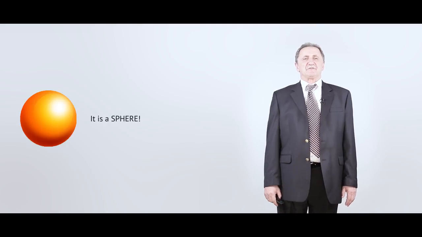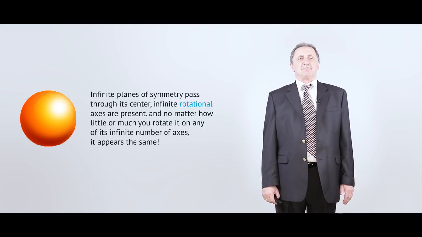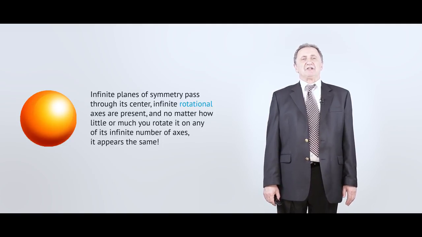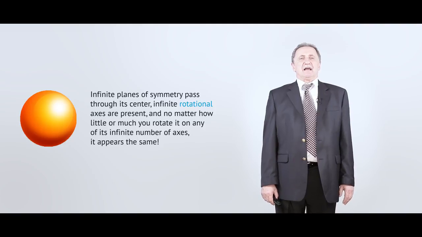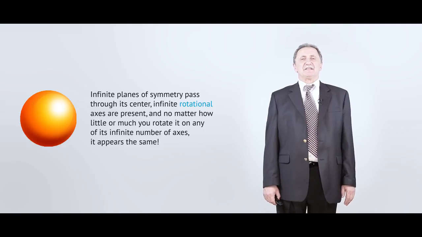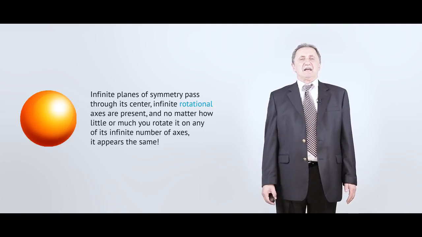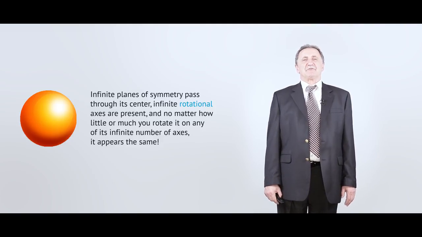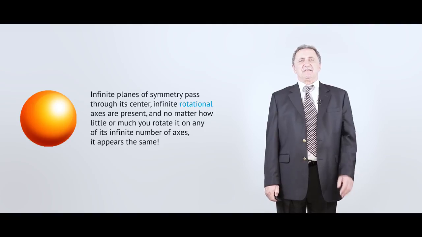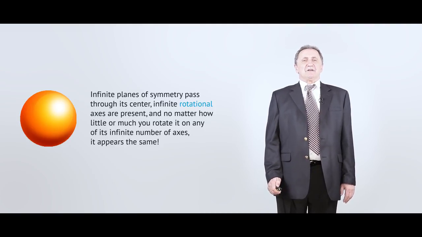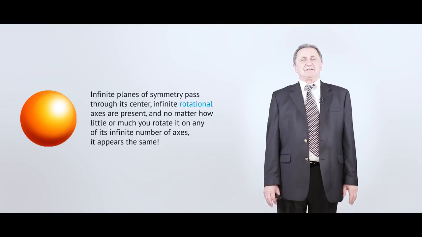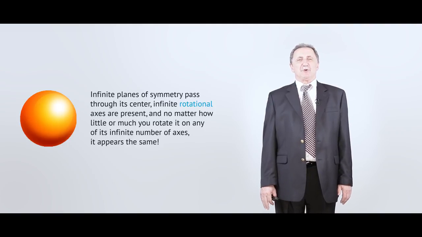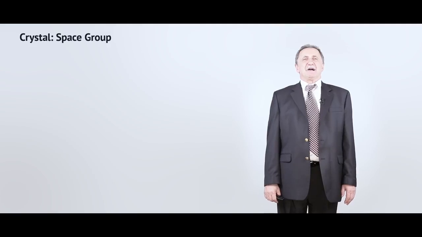So indeed, in the case of a sphere, we have an infinite number of planes of symmetry which pass through the center, and infinite rotational axes are also present. No matter how little or much we rotate this sphere along an axis, it will remain the same. So this kind of 3D object can be described by this number of symmetrical operations.